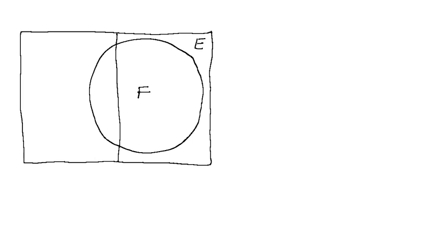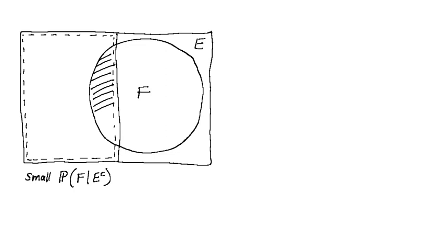We think it would be good to have a low type 1 error rate. In other words, a small probability of F given E complement. In terms of the picture then, we can understand this conditional probability by thinking of the fraction of this area that is taken up by this shaded portion of F. That fraction is, of course, the probability of F intersect E complement divided by the probability of E complement.